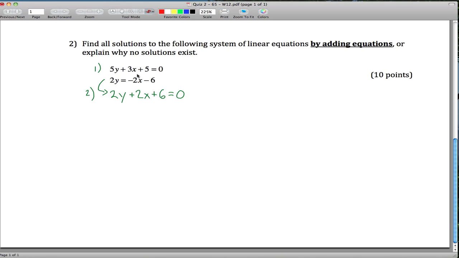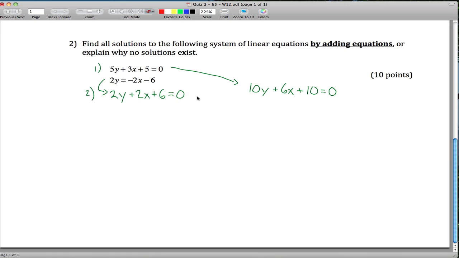But the problem is nothing really jumps out that will cancel out too easily. I think what we're going to have to do is multiply this equation by something and multiply this equation by something. You have some freedom on what you pick. Probably the smallest numbers we could do would be if we tried to cancel out the x's. We could multiply this top equation here by 2. If we multiply this equation by 2, we get 10y plus 6x plus 10 equals 0.